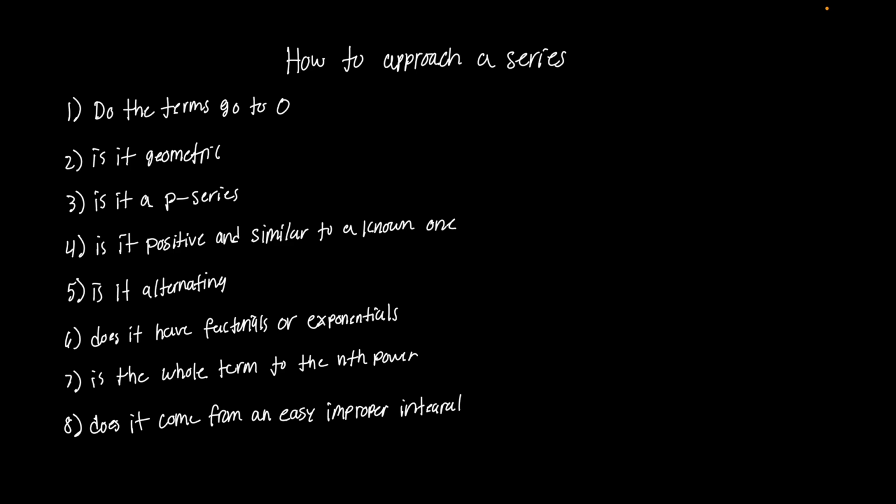Now we'll be thinking about, this is like a thought process, I guess, to see if you're confused on how to approach a series. So this is how I would like to think about it. First of all, you would think about if the terms go to 0 in the long term, like when you take the limit in your head, do they approach 0? Is it geometric? Is it a p series? Is it positive and similar to a known one? Remember, that's direct comparison. Is it alternating?